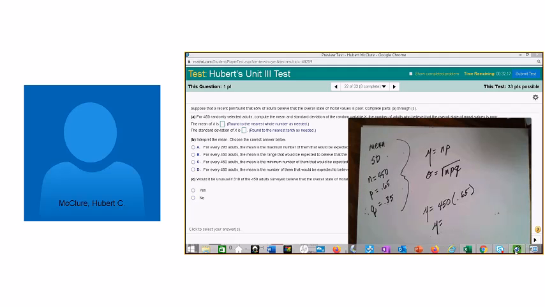Let's see. 450 times 0.65. I got 292.5. 292.5. All right, there's one answer.